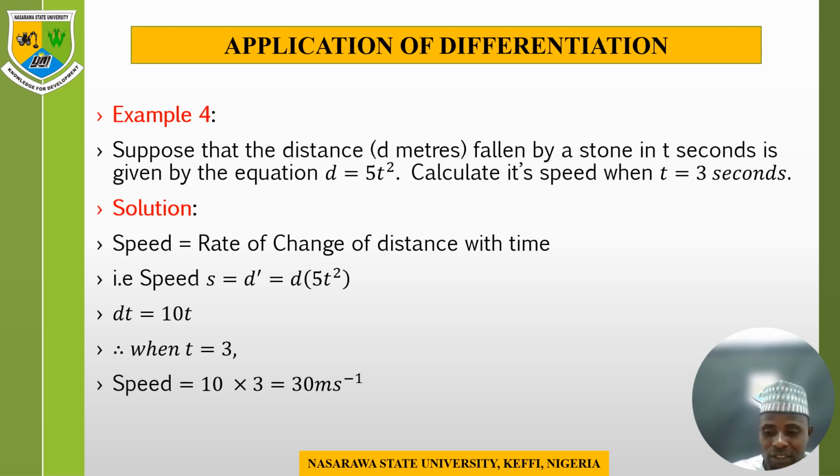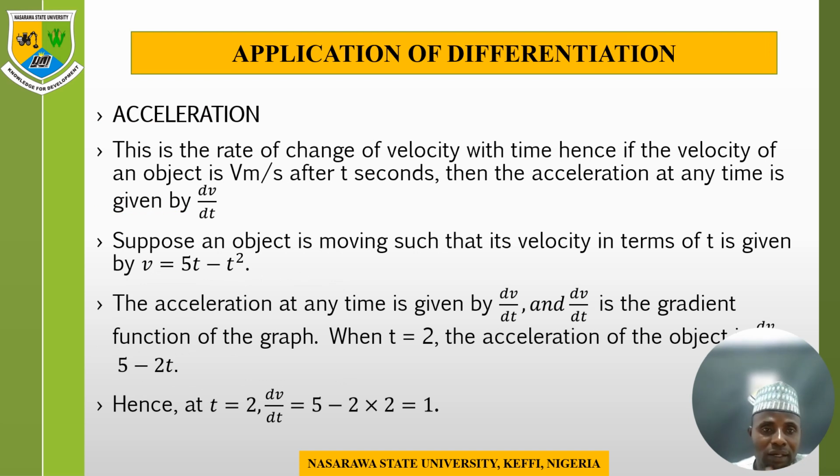So applications of differentiation apply to that because it has to do with changing. So you differentiate that particular function with respect to time. Now the acceleration. This is the rate of change of velocity with time. Hence, if the velocity of the object is v meter per second after t second, then the acceleration at any point or any time is given by dv over dt.